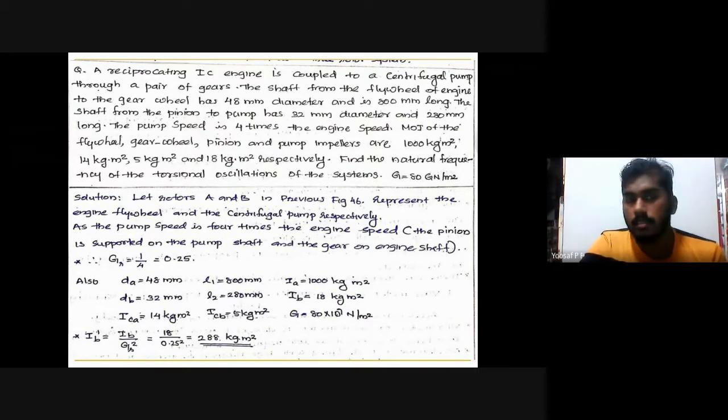We were discussing torsional vibration. Let us see some problems: how we can calculate the torsional stiffness and natural frequency of torsional vibratory oscillatory motion.